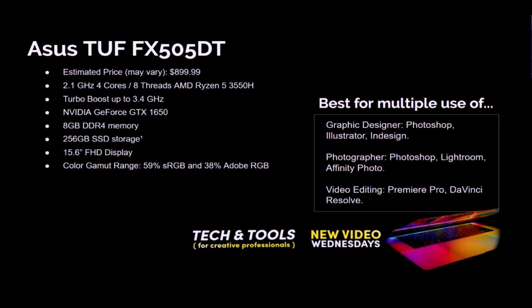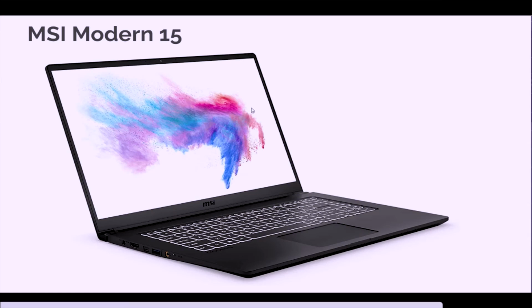It's one of their iterations in between generations. So I'm liking this processor a lot, seeing great results from it. Again, a dedicated GPU, the GeForce GTX 1650, 8 gigs of RAM. As always, I recommend upgrading to 16 if possible, just a personal preference. 256 gigs of solid state hard drive, and 59% sRGB, 38% Adobe RGB.